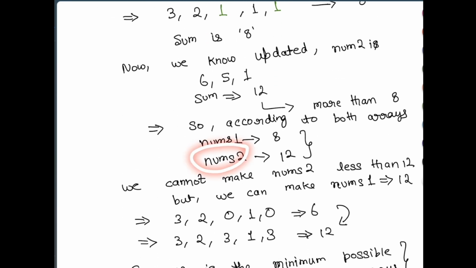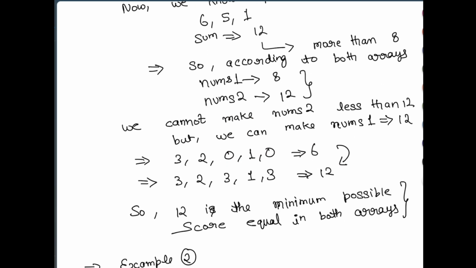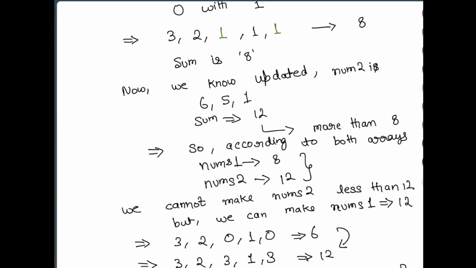So according to nums2, 12 is the minimum sum, right? And we need to make sure that the sum in both the arrays are the same, equal, right? So we cannot make nums2 less than 12. We cannot make it equal to 8, which is less than 12. But we can make nums1 as 12. One of the combinations to make it 12: the original numbers are 3, 2, 0, 1, 0 in the nums1 array. We can replace the zeros with 3 and 3 and now the sum is going to be 12. So we can make the nums1 array sum equal to 12 and we can make the nums2 array sum equal to 12 as well. This is the minimum possible sum which is equal.